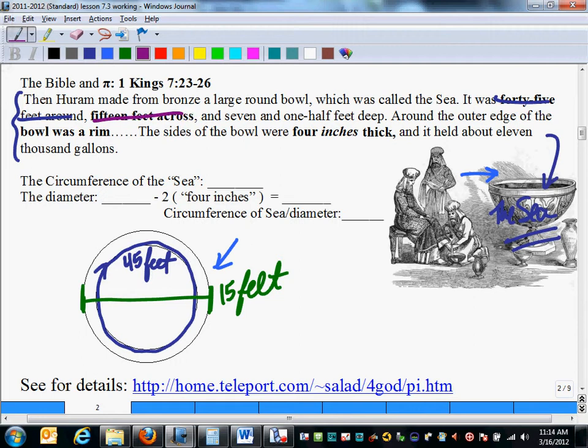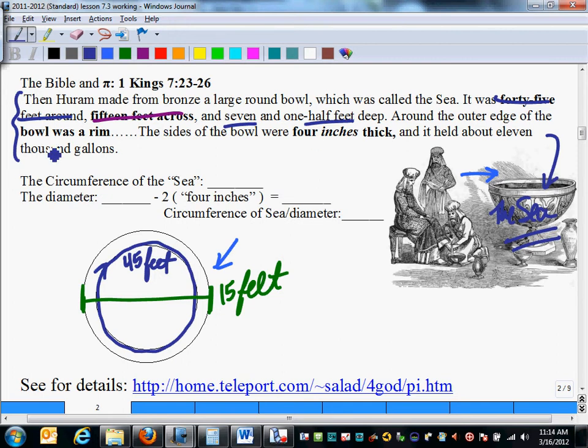Okay. Now this bowl, I'll let someone tell me out loud, how deep was this bathtub? 7.5 feet. That's about as deep as your average backyard pool, the deep end. This was actually pretty big. People would wash their hands and feet before they went into God's temple back then.